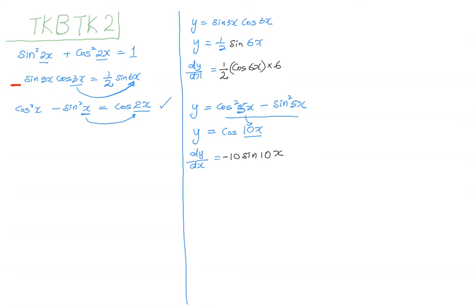Yes, miss. How do you get negative 10 sine 10x? When you differentiate cos, it becomes negative sine. Then the 10 came out because you differentiate the 10x. Thank you. Okay, now.